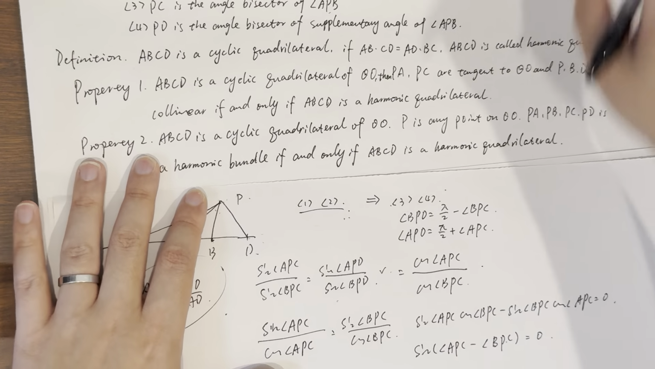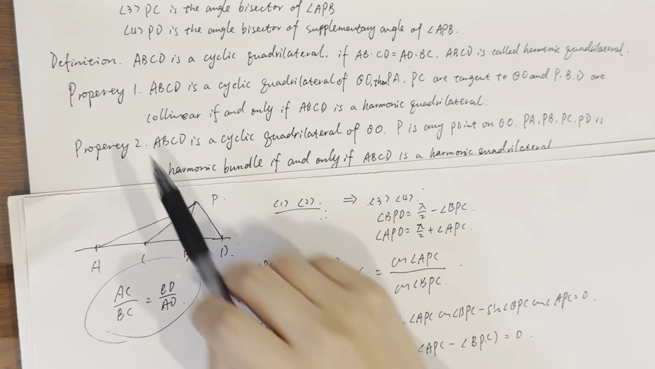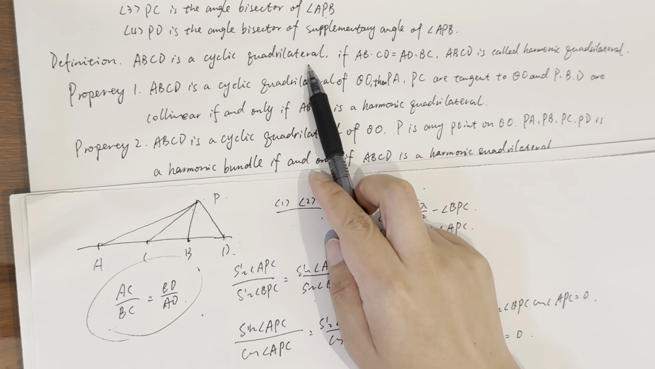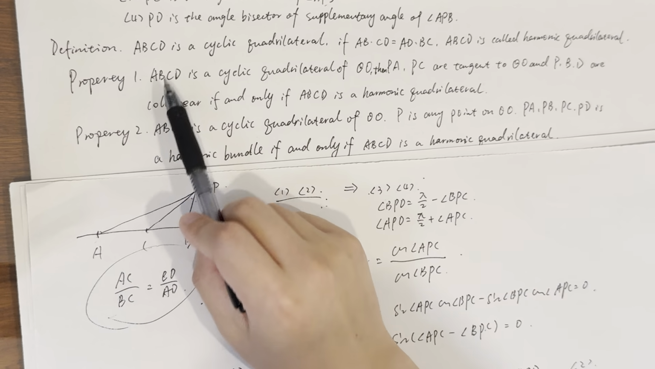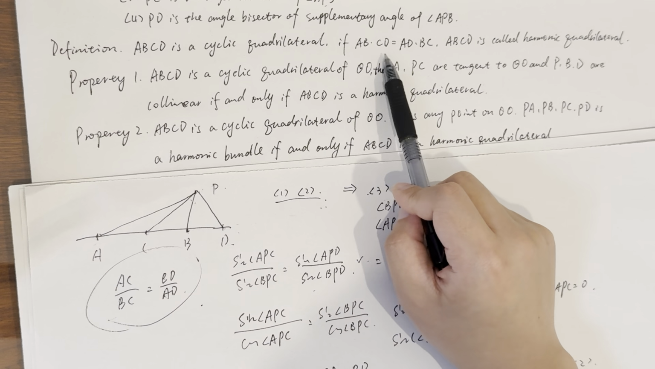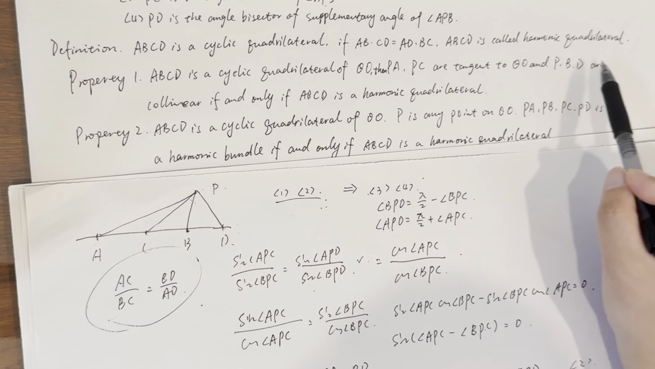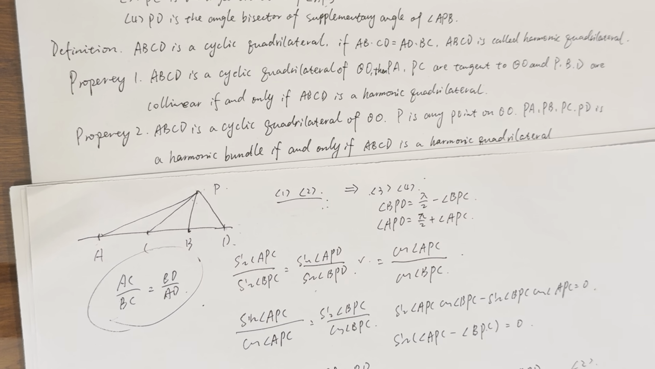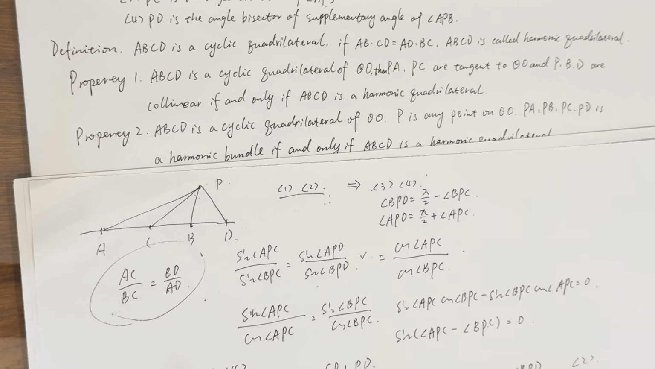Now let's look at the definition of the harmonic quadrilateral. So ABCD is a cyclic quadrilateral. This is the condition set, right? ABCD is a cyclic quadrilateral. If AB times CD equals AD times BC, then we call ABCD a harmonic quadrilateral. And later on, we will see why we call it a harmonic quadrilateral. Okay, just use this first. If AB times CD equals AD times BC, right?